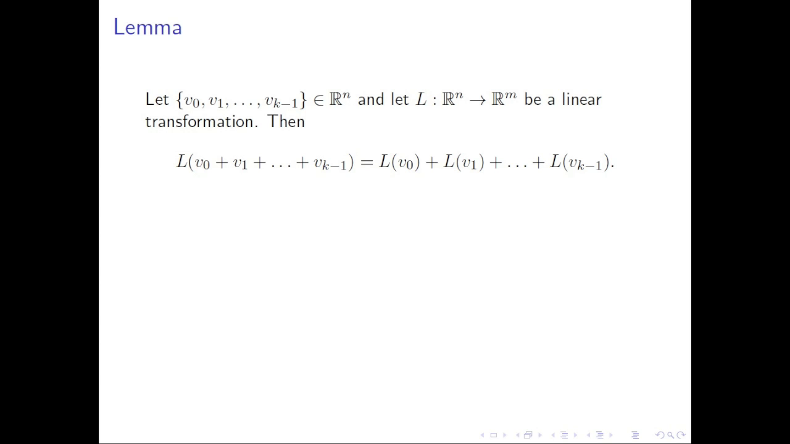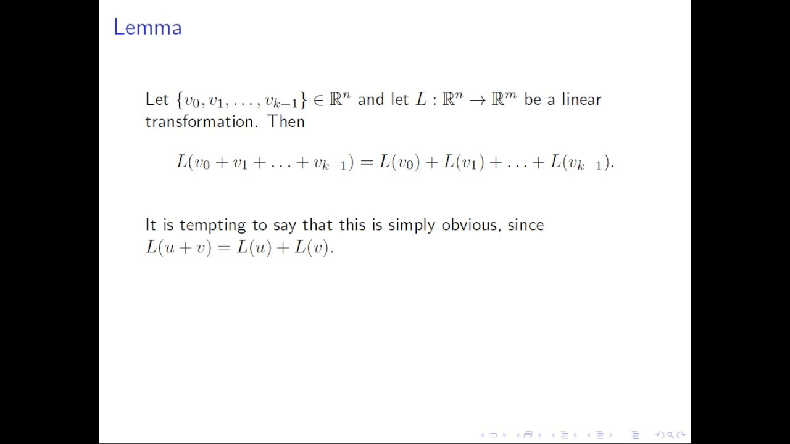We're now going to discuss a first proof by induction. We have a lemma that says that if we have k vectors in Rn and a linear transformation that transforms these vectors from Rn to Rm, then L of the sum of the vectors is the same as the sum of L applied to the individual vectors.